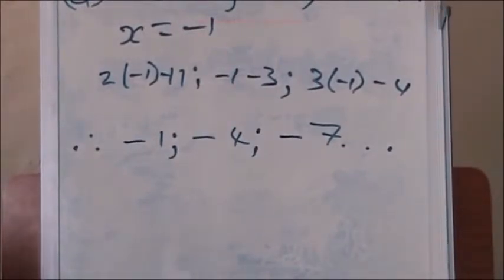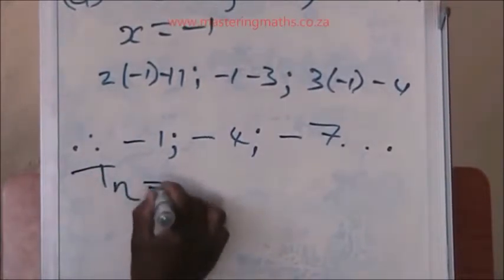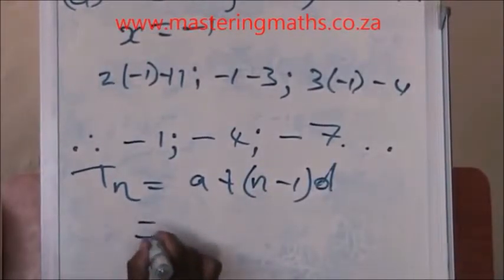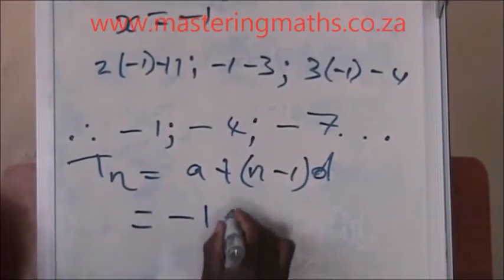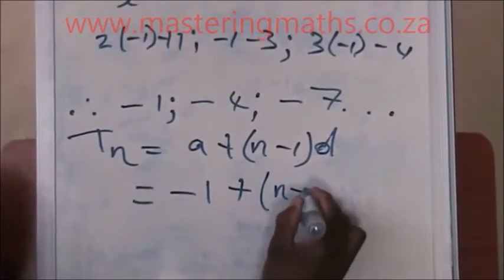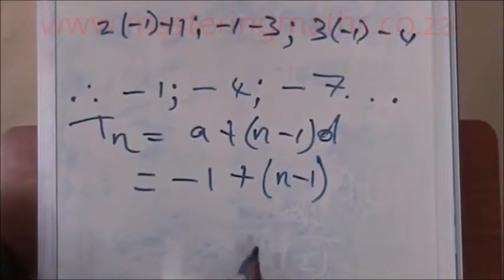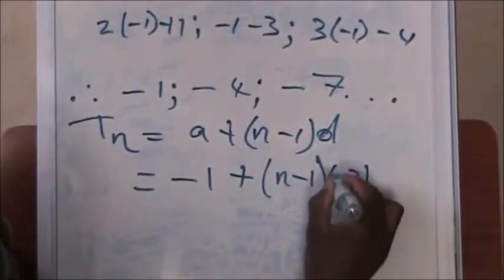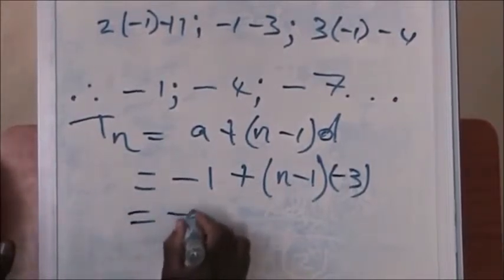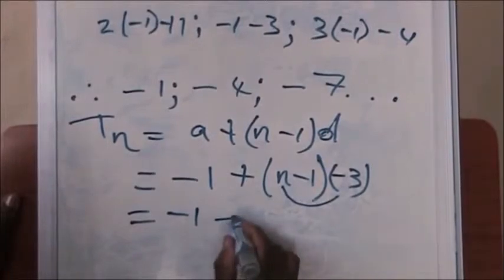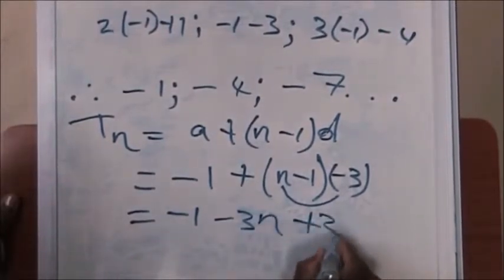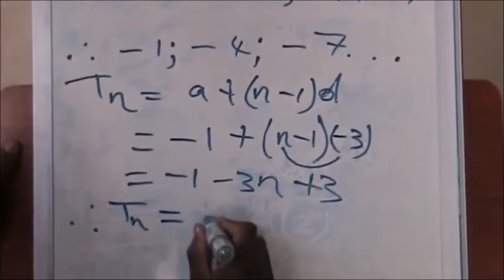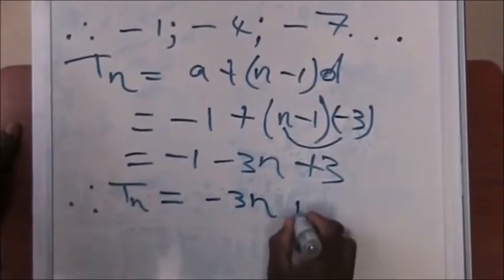Determine the nth term of the sequence. Tn is equal to a plus n minus 1 into d. Therefore, the nth term: a is minus 1 plus n minus 1 into the common difference, which is T2 minus T1, going to be minus 3. Therefore, it is equal to minus 1 plus n times minus 3, minus 3n plus 3. Therefore, the nth term is equal to minus 3n plus 2.